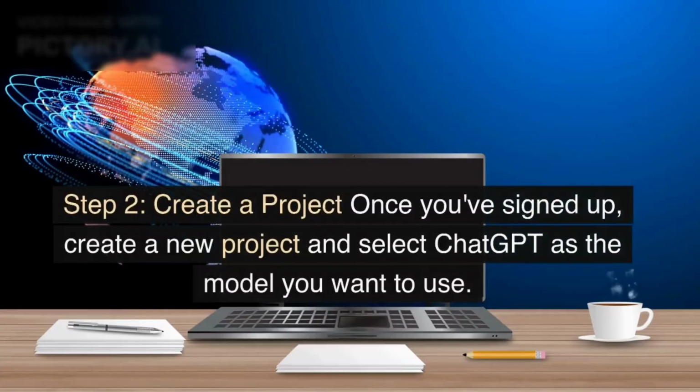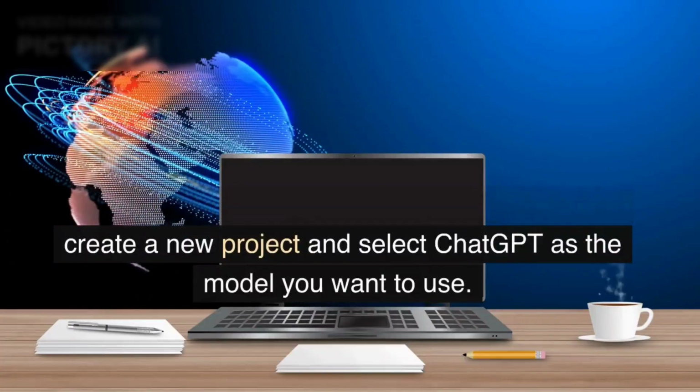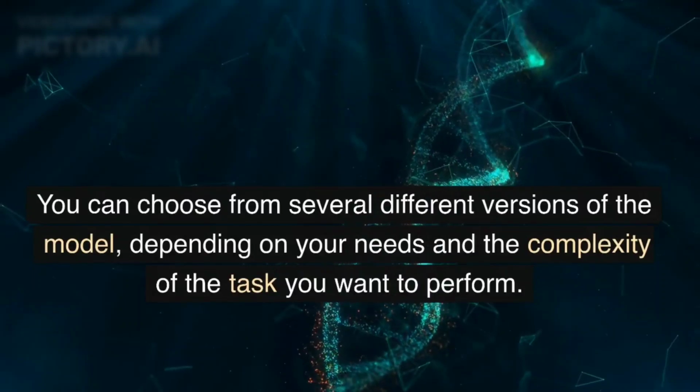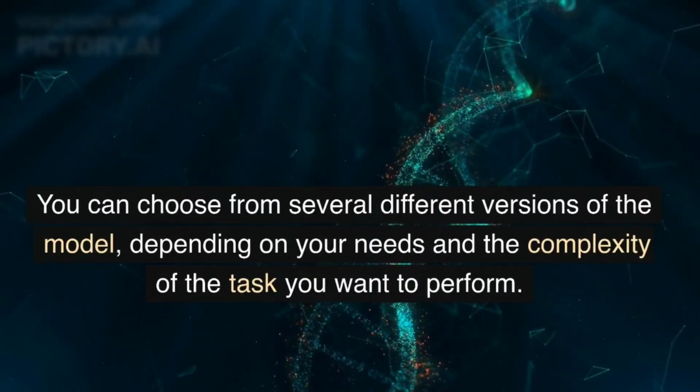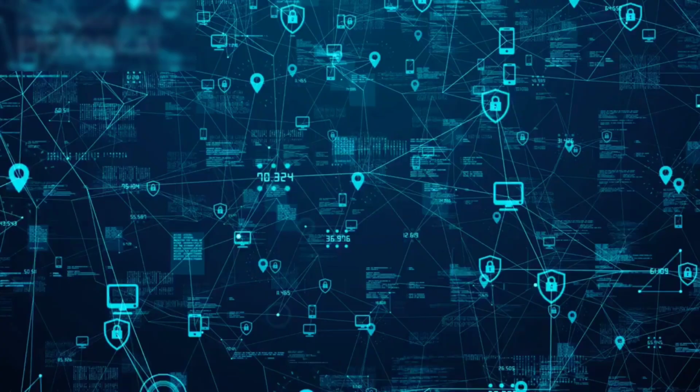Step 2. Create a project. Once you've signed up, create a new project and select ChatGPT as the model you want to use. You can choose from several different versions of the model, depending on your needs and the complexity of the task you want to perform.